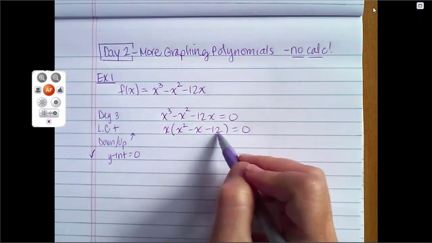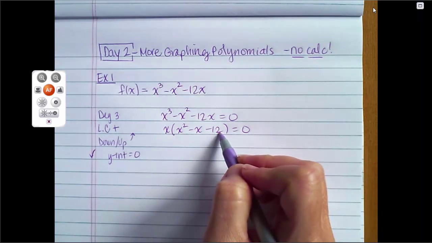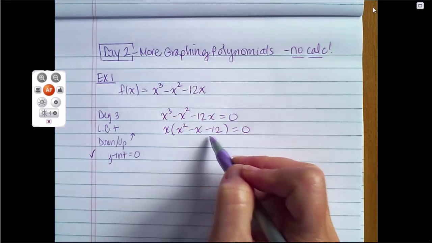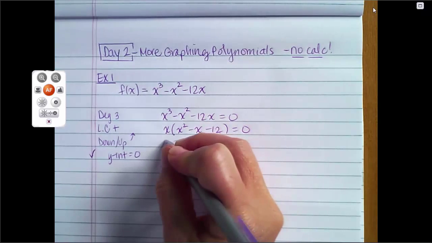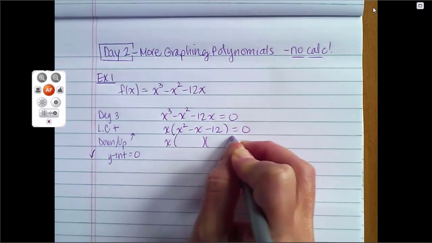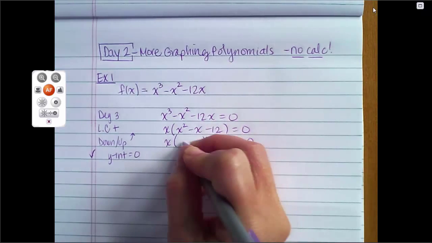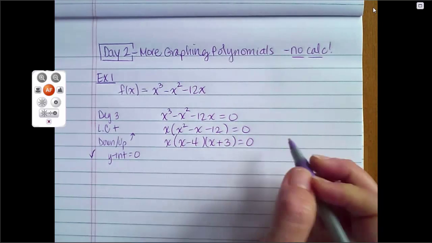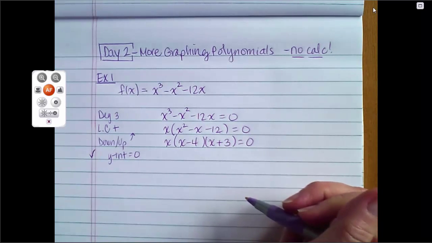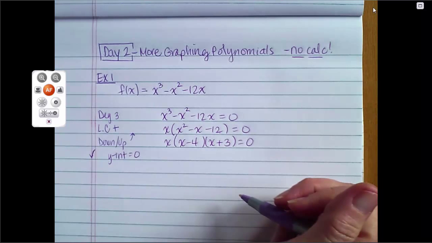This is a trinomial. I can factor it using product sum. I need two numbers that multiply to negative 12 and add up to negative 1. Because the leading coefficient now is a 1, I can do a quick factor, and my factors are x minus 4 and x plus 3. Make sure you always multiply that back out quickly in your head to make sure you've factored right.